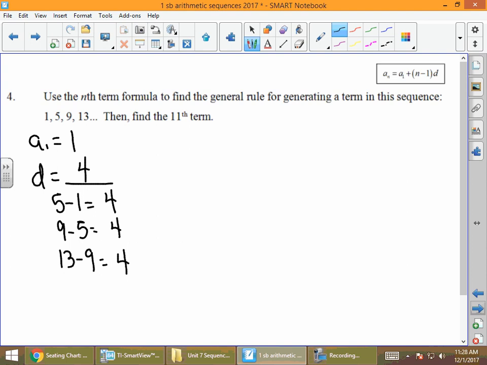The problem here says use the nth term formula. So there's our formula. A sub n equals a sub 1 plus n minus 1 times d. So we're going to fill that in. A sub n equals a sub 1, which is 1, plus n minus 1 times d.